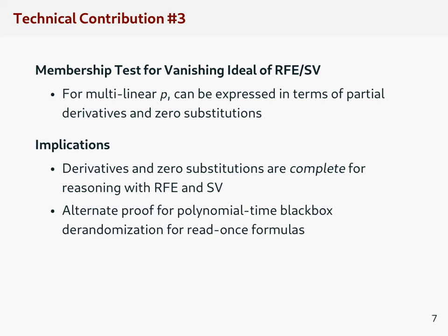To demonstrate the utility of this kind of completeness of reasoning, we show an alternate proof for polynomial time black box derandomization of PIT for read-once formulas. This result was originally due to Minahan and Volkovich, and one step of their proof is a bit ad hoc, but we replaced that step by something with much more explanatory power based on our membership test.